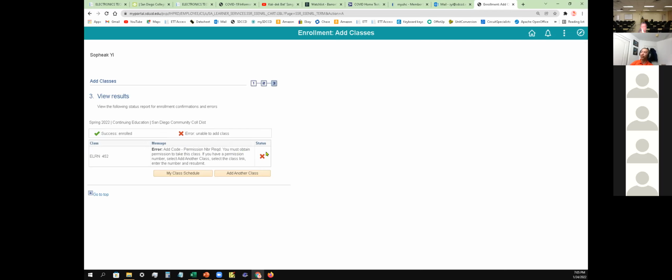But if you get a green check mark, that means you successfully enrolled, which is right here, with the green check mark. So if you get a green check mark right here, you're good to go. If not, then contact the instructor so we can help you fix this, okay? So that's pretty much how you go through and enroll for the class.